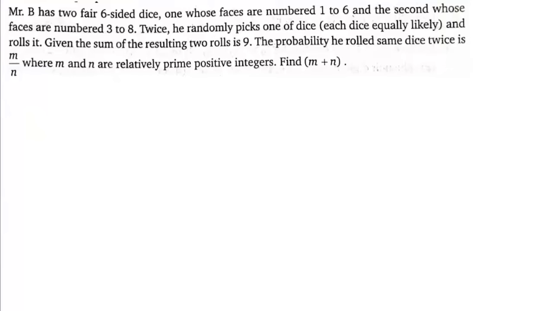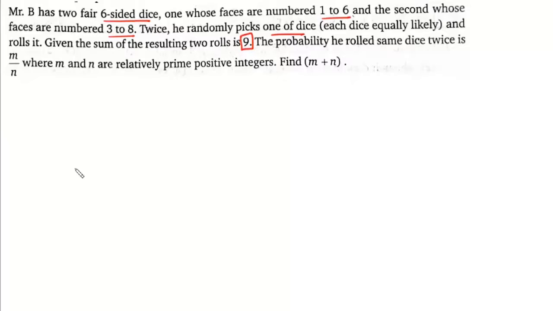Now here the question is, Mr. B has two fair six-sided dice, one of whose faces are numbered from 1 to 6 and the second one whose faces are numbered 3 to 8. Twice he randomly picks one of the dice and rolls it. Given that the sum of the resulting two rolls is 9, find the probability that he rolled the same dice twice is.